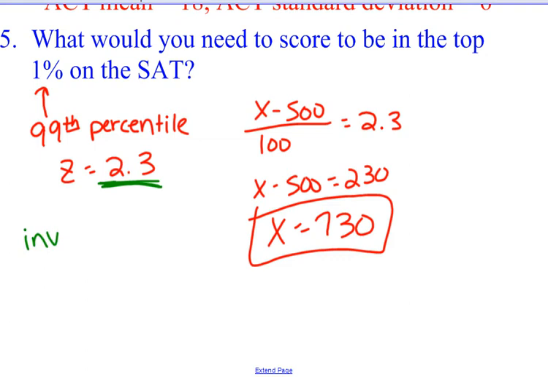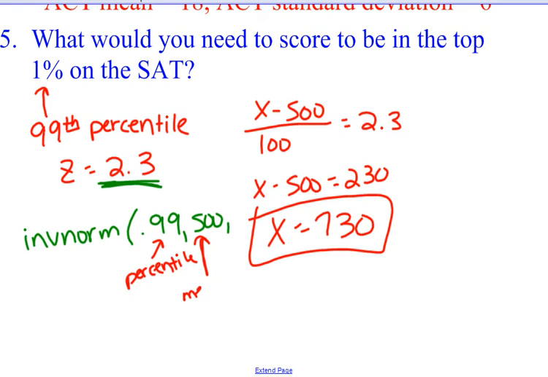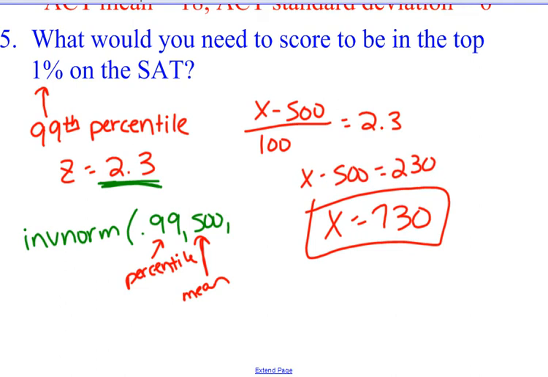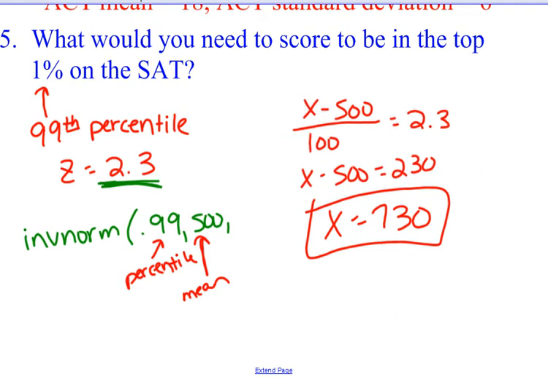So inverse norm, and then I'm going to say what percentile I want to use. So in this case it's 0.99, so write yourself a note here. Percentile. And that's given to you in your notes on the other side, but you might want to put it with the problem also. And then next you do the mean, so 500. I'm going to make myself a note here, mean. And then last, I want to put the standard deviation, so 100. And that's the standard deviation. So you remember where that came from.